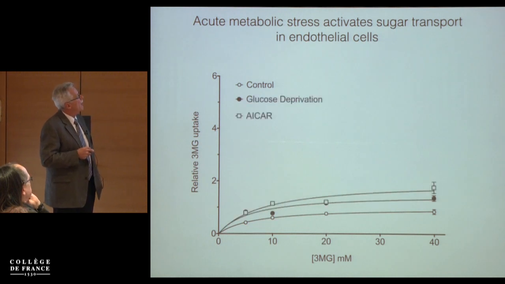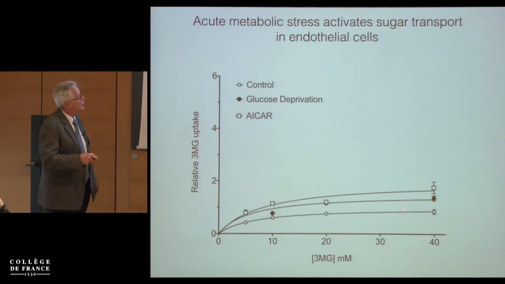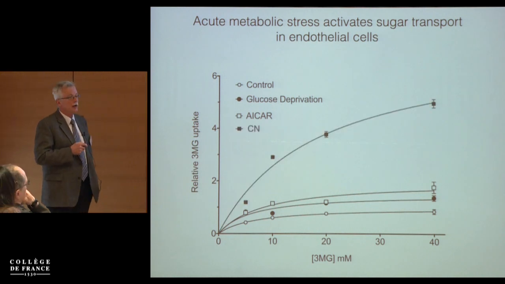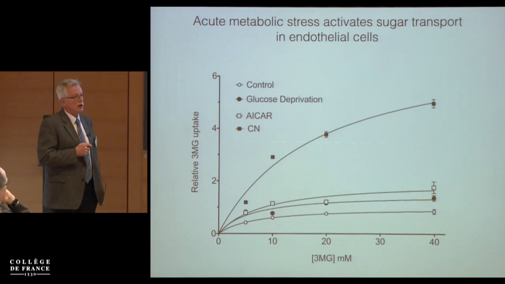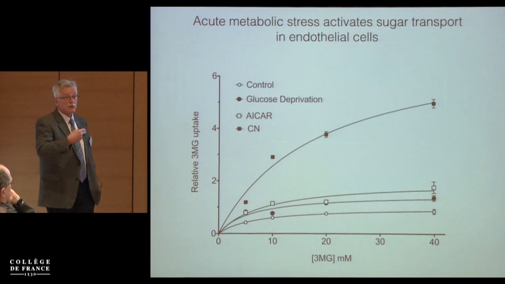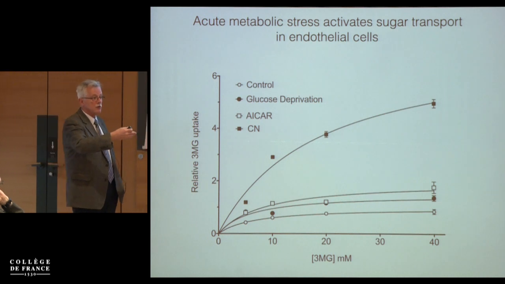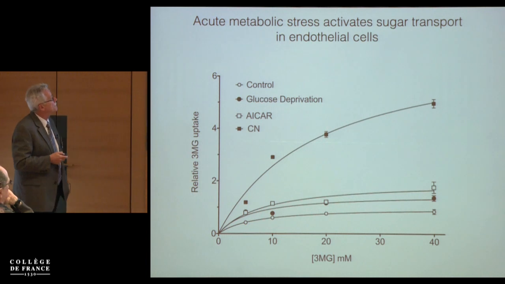If we glucose deprive the cells or treat the cells with an AMPK agonist, ICAR, you see a modest stimulation of sugar uptake. If we metabolically deplete the cells with cyanide, an inhibitor of oxidative metabolism, we see a robust stimulation of sugar uptake. This is actually very rapidly reversible. Other inhibitors like FCCP, which dissipate the proton gradient across the inner mitochondrial membrane, you can wash the cells forever. It never reverses at all.